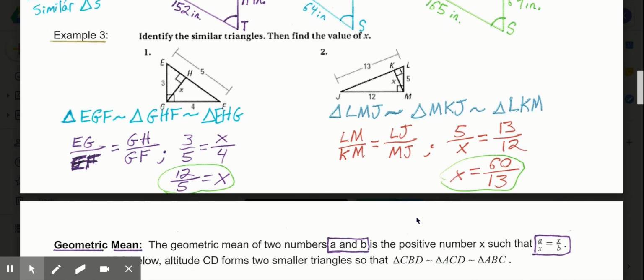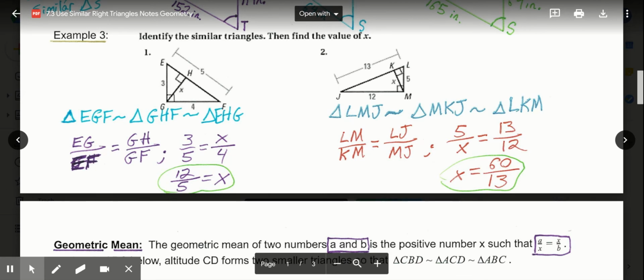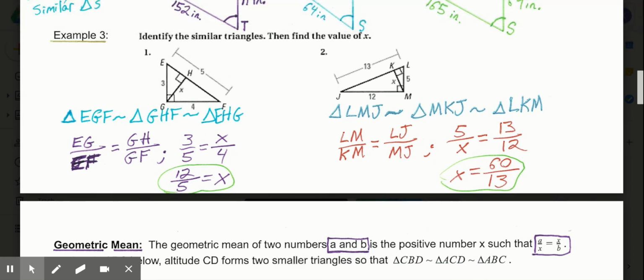So in example 3, they want us to identify the similar triangles, then find the value of x. So in that first one, triangle EGF is similar to triangle GHF, which is similar to triangle EHG. Then picking my proportional setup, again, I know I need x in there, and then I want to match up other parts that I know. So in the bigger triangle, I can pull the 3 and the 5 for side EG over EF. And then on the unknown, smaller triangle, GH over GF. Cross multiply and divide. So 4 times 3 is 12, divided by 5. So x is 12/5.